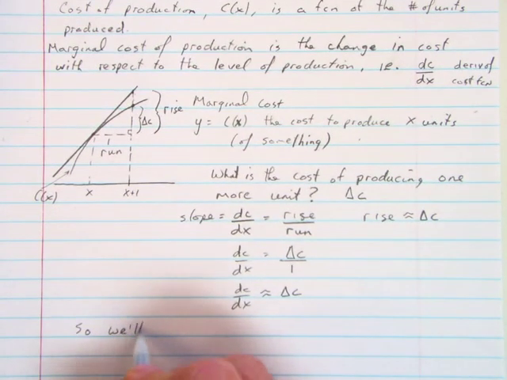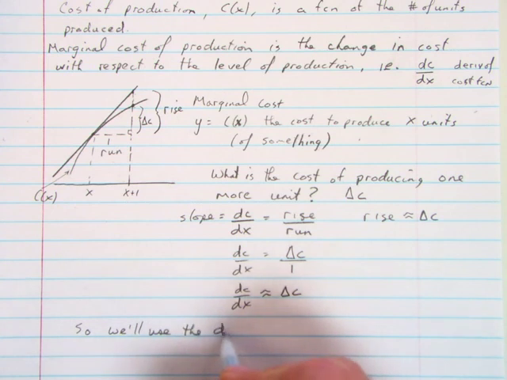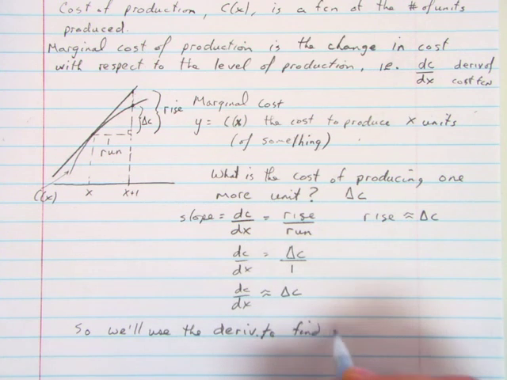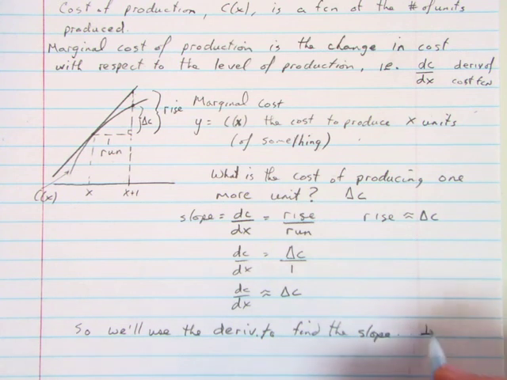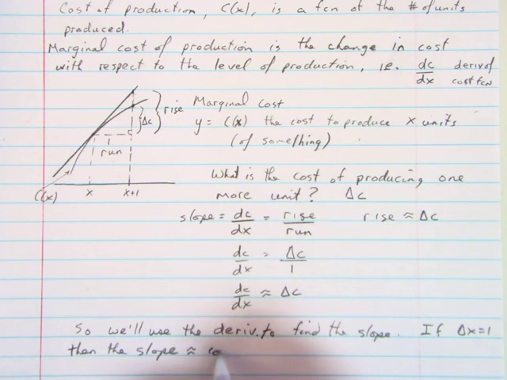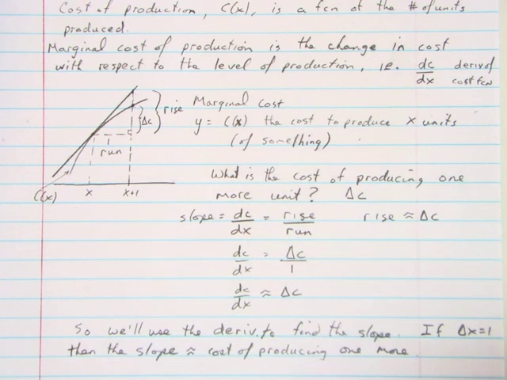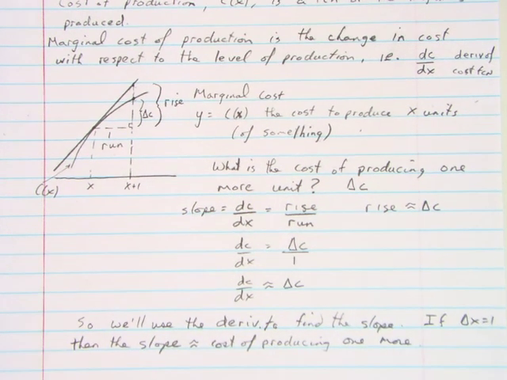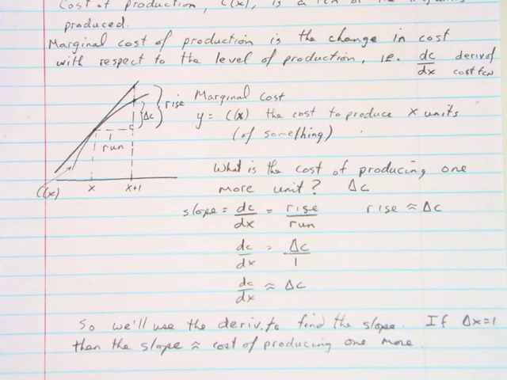What is important about this is we'll use the derivative to find the slope. If delta x equals 1, and that's what we're using for this, then the slope is approximately equal to the cost of producing one more item, whatever that is. Let's take a look at an example of this.